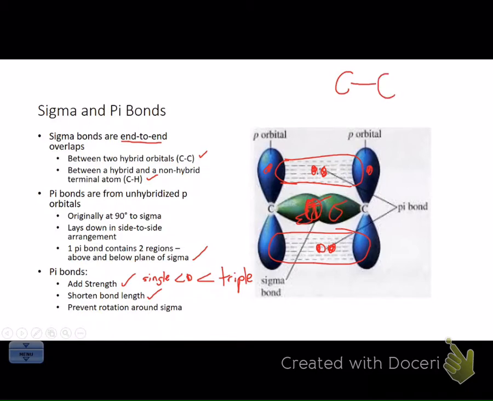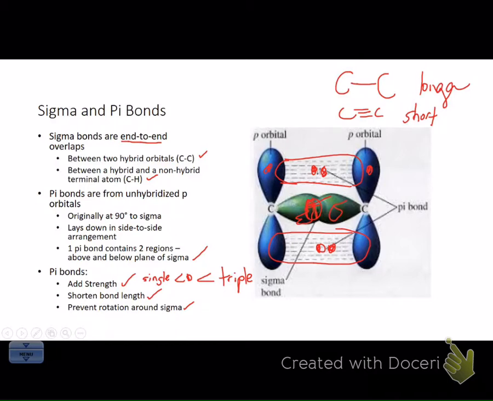Single bond carbon is going to be longer than C triple bonded to carbon. And it's pretty noticeable. I mean, we're talking about a big difference here. Another thing is that the pi bonds add rigidity. So you can no longer rotate around the sigma bond.